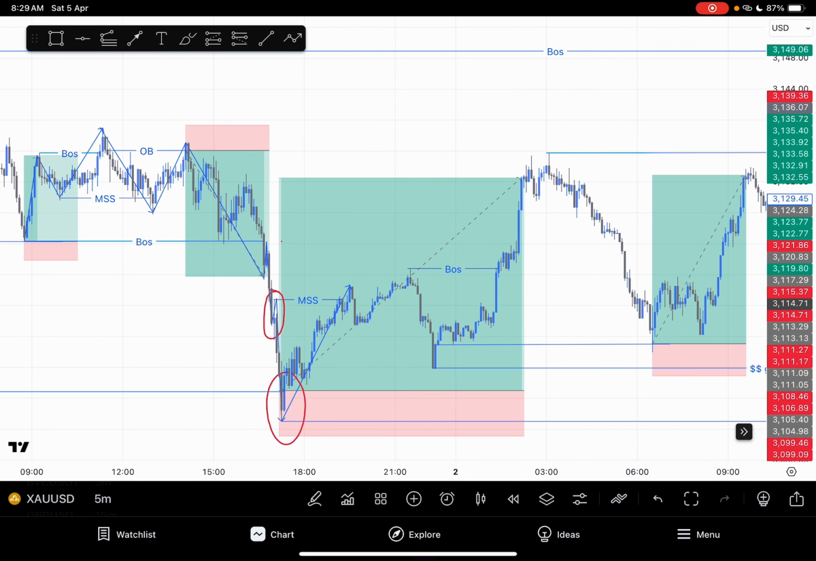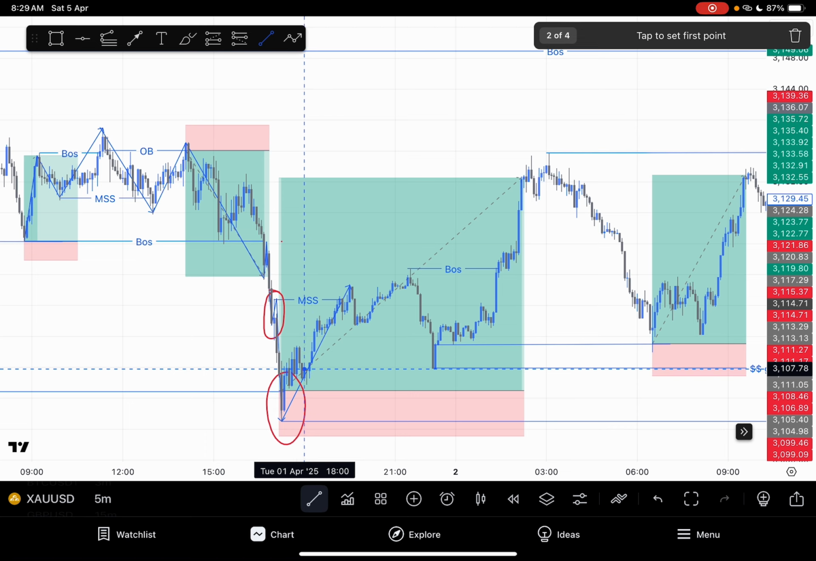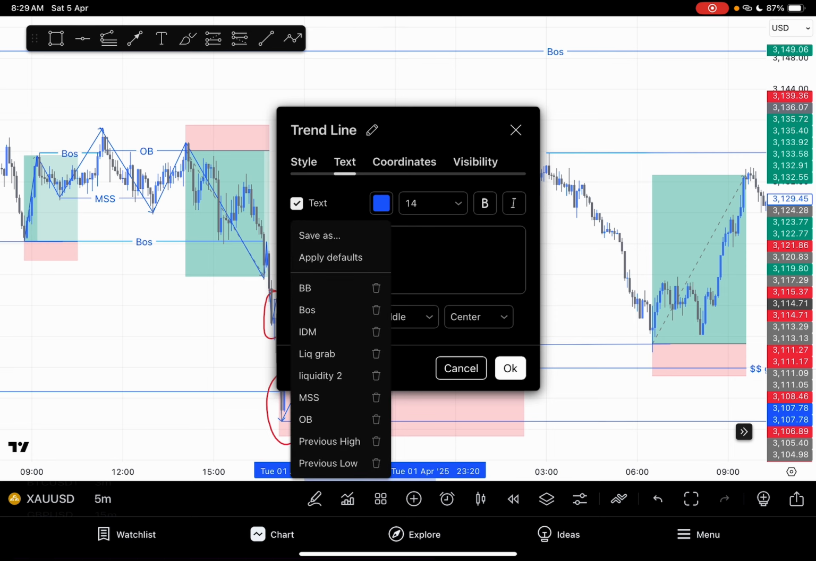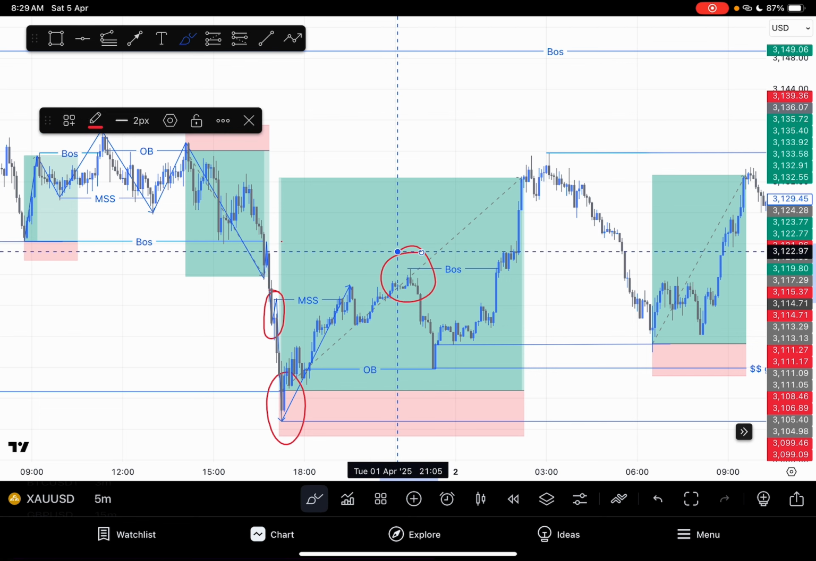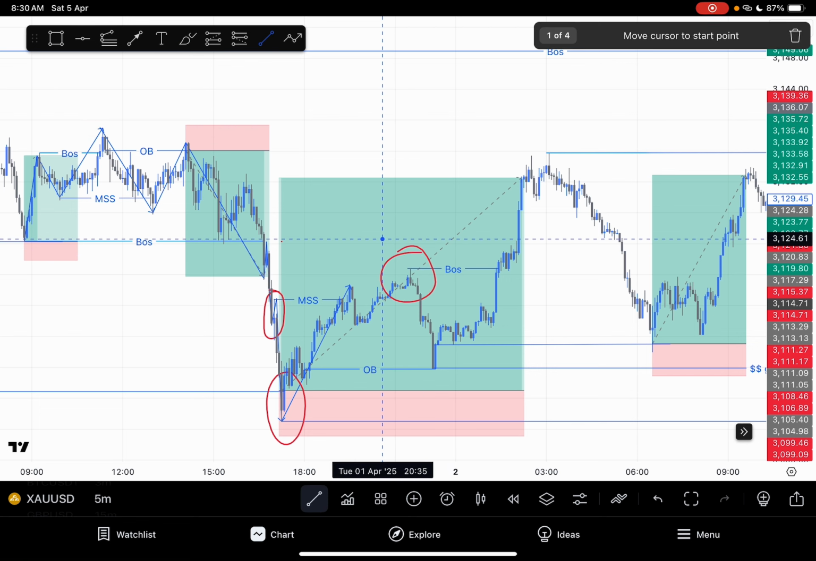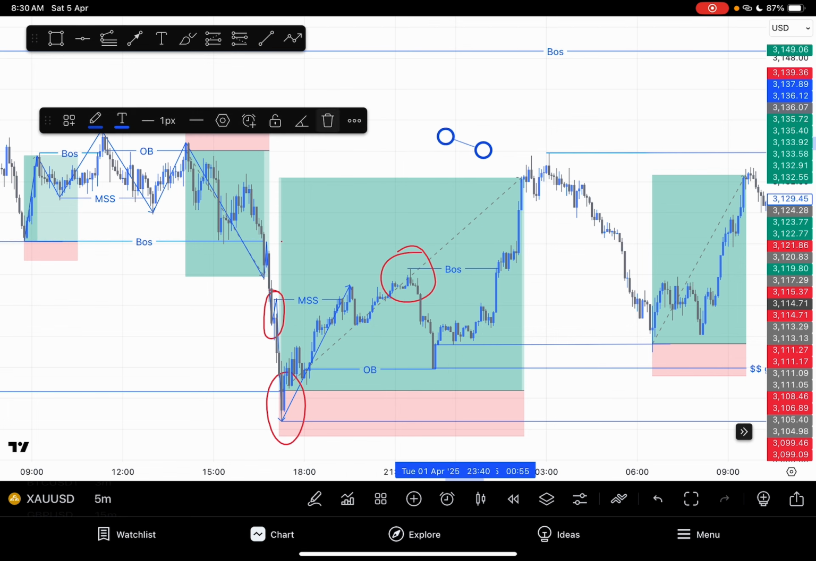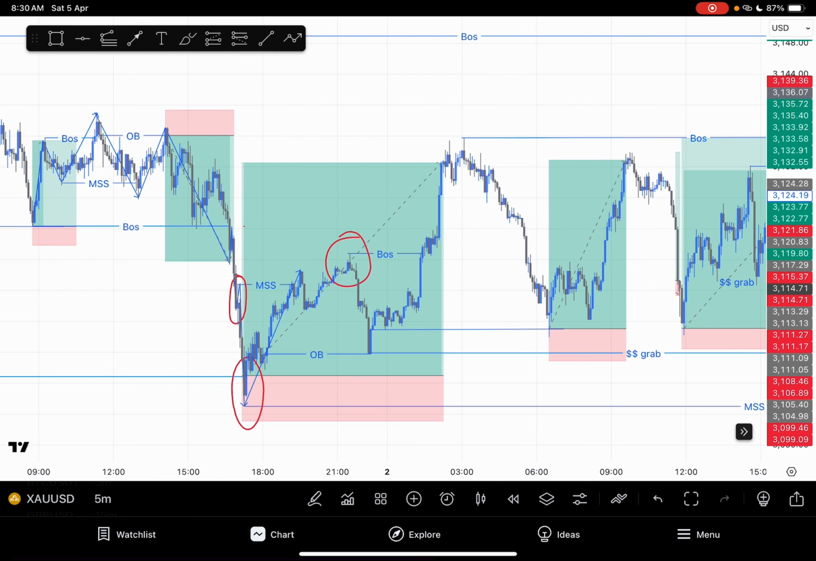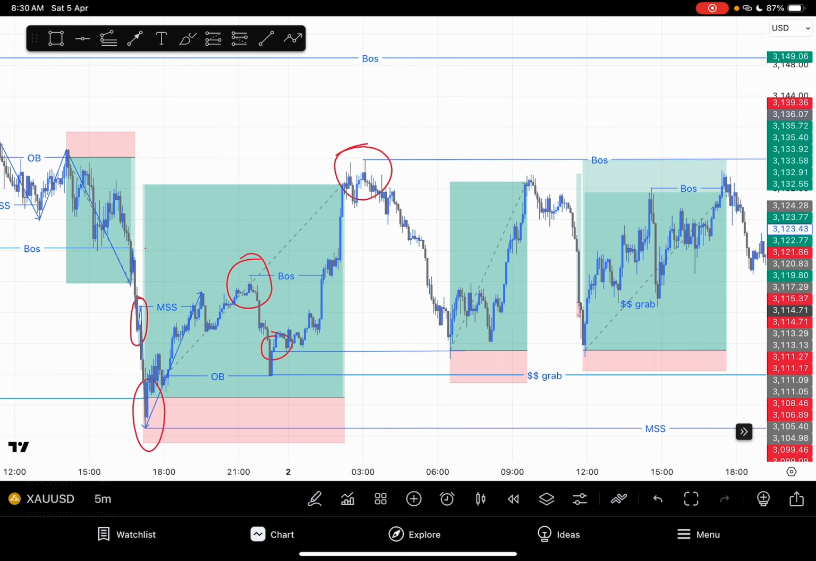So after the market structure shift, you see price came back to retest on this OB here, tested on that OB, pushed to the upside, and created a break of structure. Now that break of structure, price came back again to tap into the order block here, tapped into the order block here, pushed to the upside again, and created another break of structure.